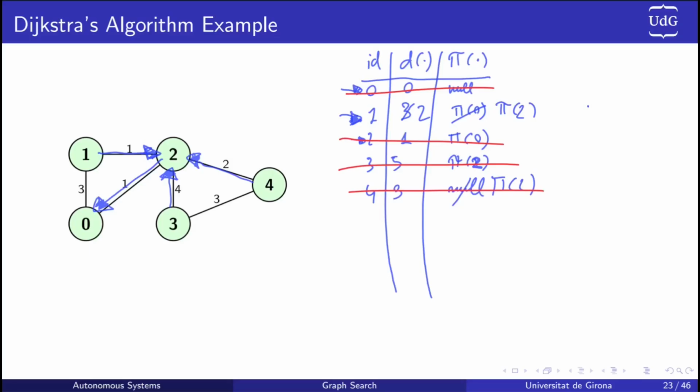And then my cost will be 2 plus 1, 3. If I start in 1, although 1 and 0 are directly connected, it's cheaper if I first go to 2, that is cost 1, and then I go to 0, that is cost 1, etc.